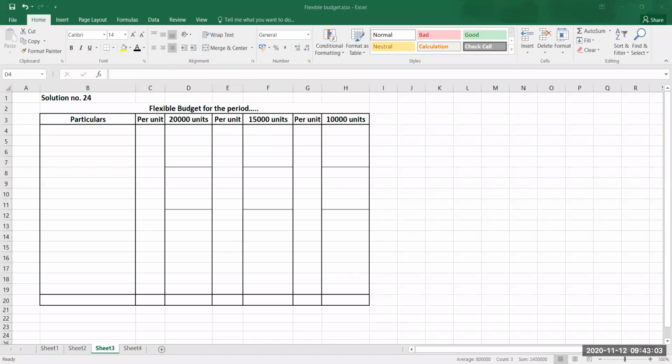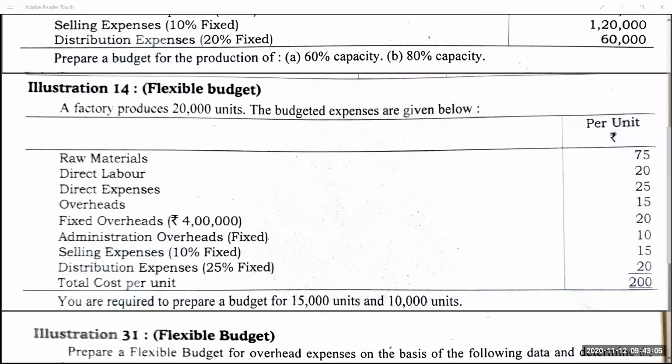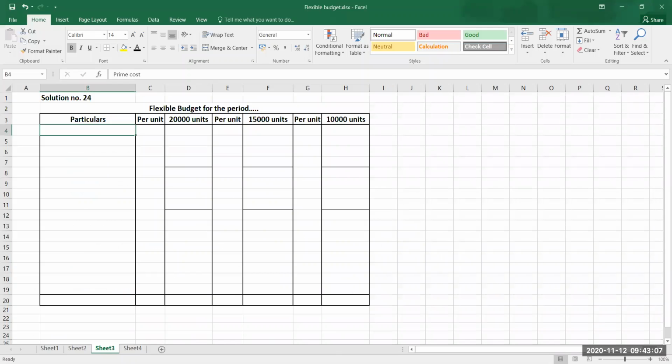Now in the first problem, if you see, you have raw material. Now raw material, and then you have direct labor and direct expenses. These are the components of your prime cost. So you write all these costs: direct material, direct labor.